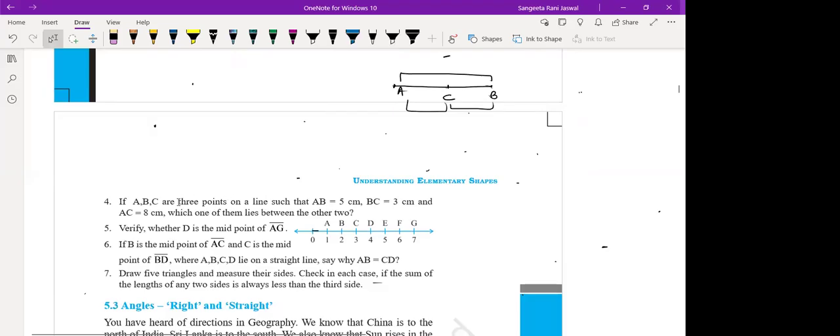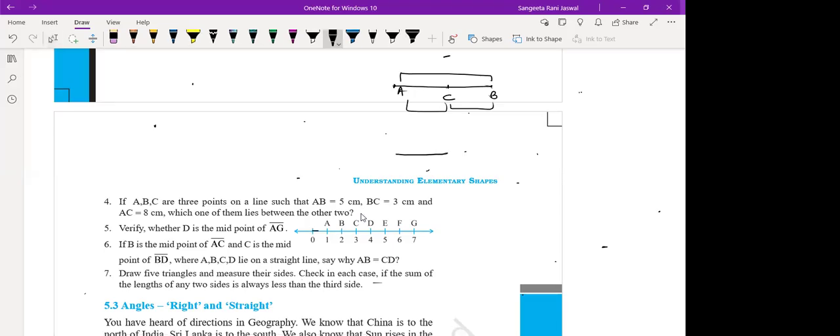Okay, let's see. If A, B, C are 3 points on a line, such that AB is 5 centimeters, BC is 3 centimeters, and AC is 8 centimeters, which one of them lies between the other two? Okay, Shriyansh, let's do this.